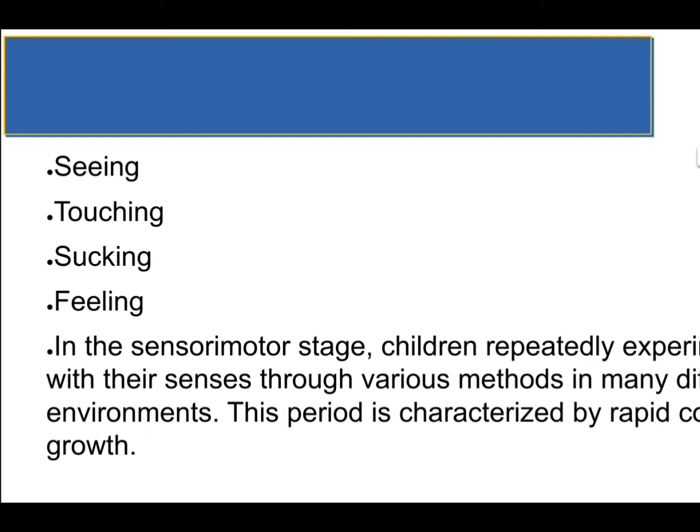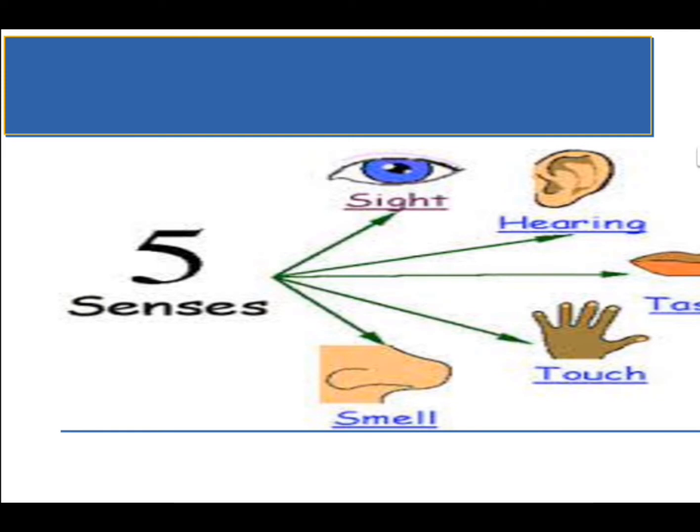So here mainly the 5 senses are what the child is using from 0 to 2 years. They will see and hear sounds, taste the food, touch and feel, and smell things.